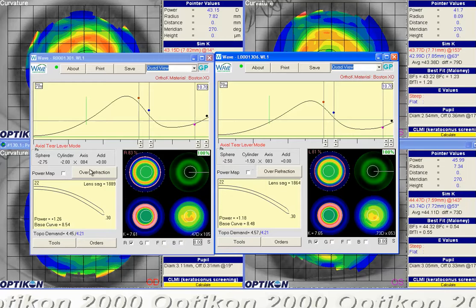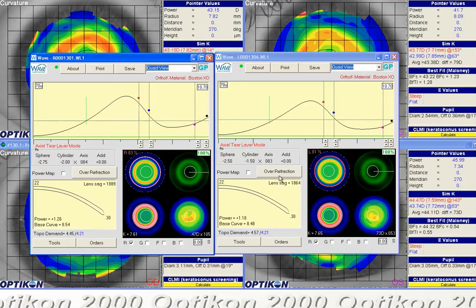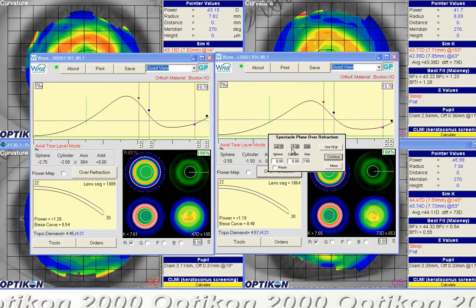And if we click on the over-refraction button, we'll see that WAVE actually predicts that with a spherical lens correction, the patient's going to have about a diopter and a half remaining cylinder in the right eye and a diopter in the left eye. So the residual cylinder you're getting right now in your posterior refraction is kind of normal, I think, for this patient because we're not changing anything, obviously, at the lens.